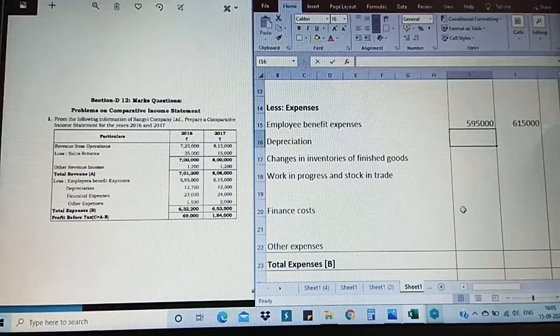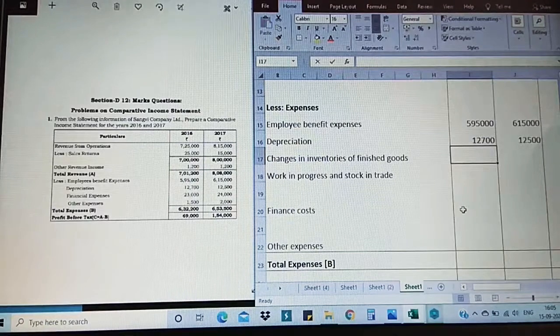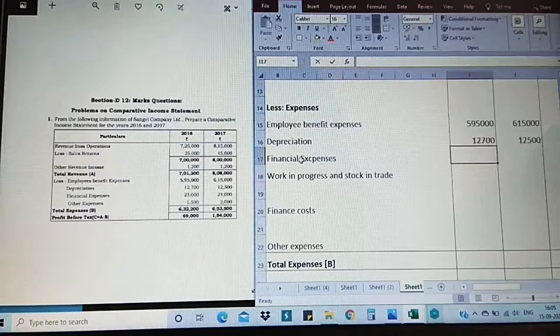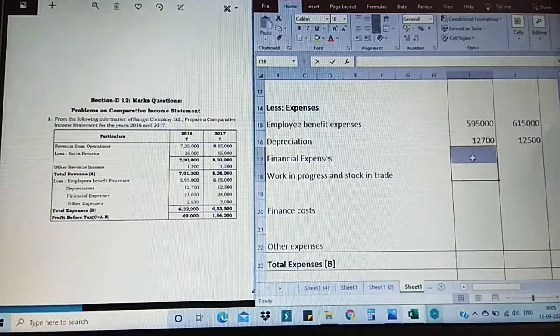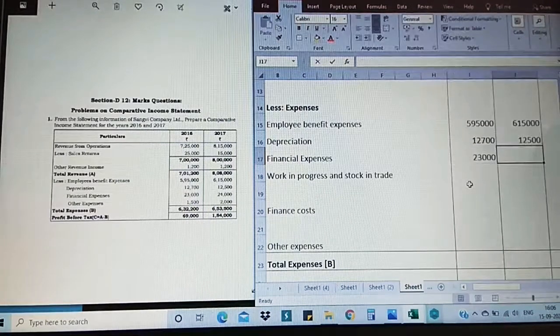So the depreciation value is 12,700 and 12,500 over. Next, financial expenses. So the financial expenses is going to be 23,000 and 24,000 over.